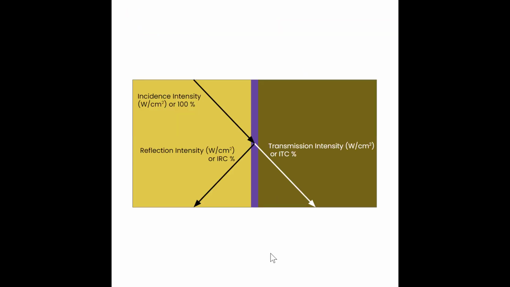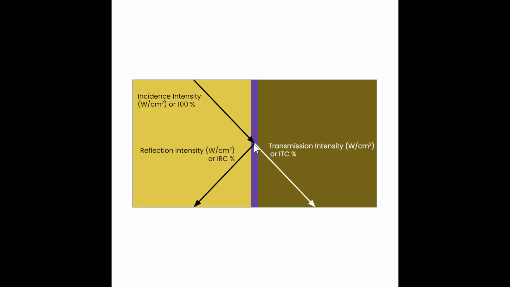So here are all those concepts wrapped up in one diagram. Again, we have our incidence intensity, watts per centimeter squared. Sometimes we consider this holding 100% of the power, 100% of the intensity. This is all before the sound gets to this purple boundary.